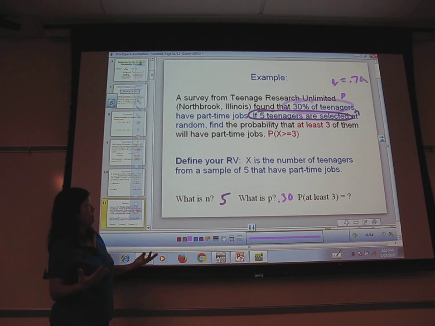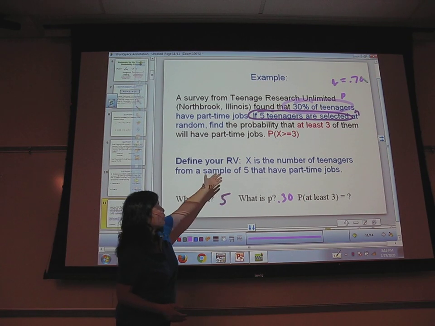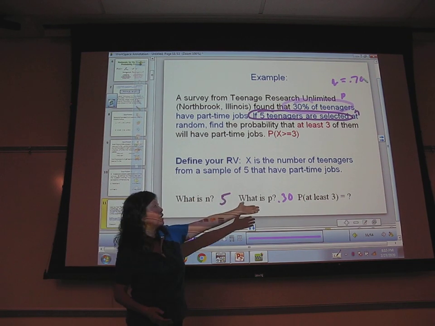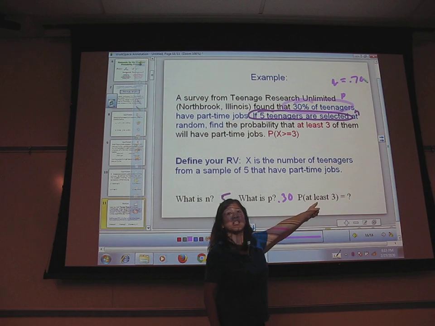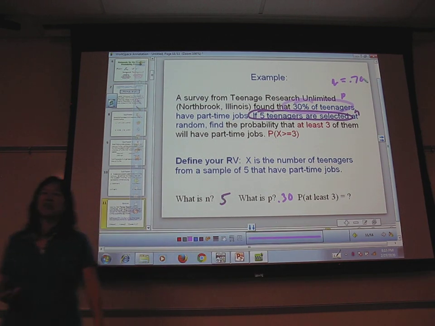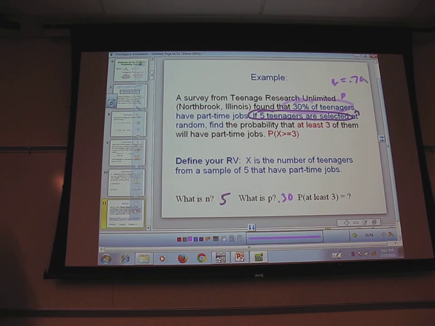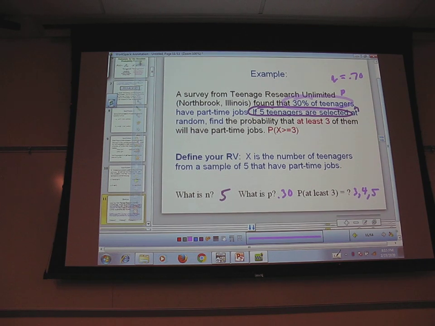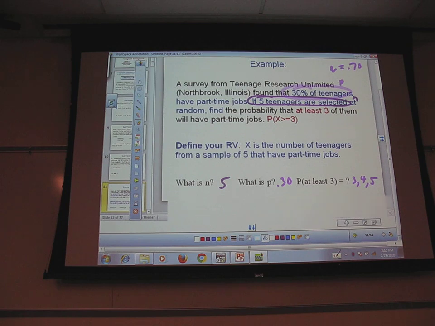So my x varies. In this case, I want x to be at least 3. That means how many? What's at least 3? 3, 4, or 5. Good. So this means 3, 4, or 5, which means that if I find the probability of it, it's going to be the probability of at least 3.